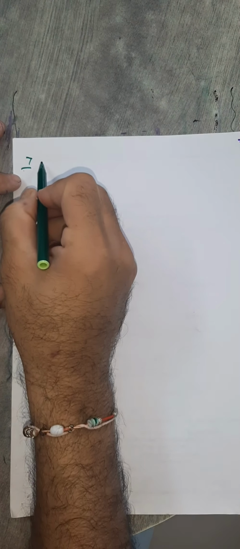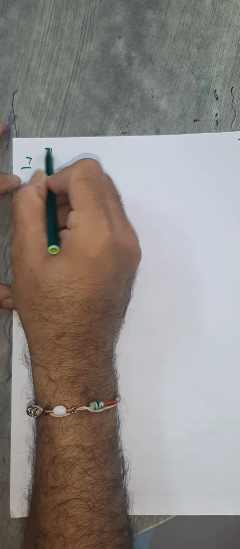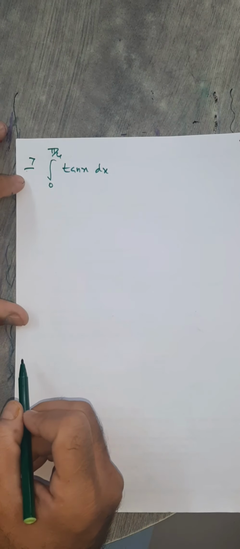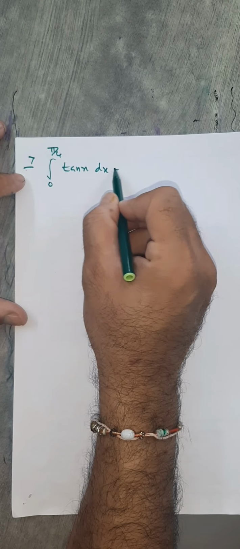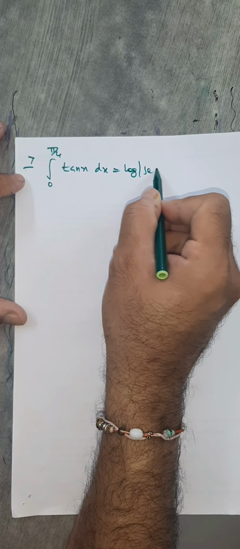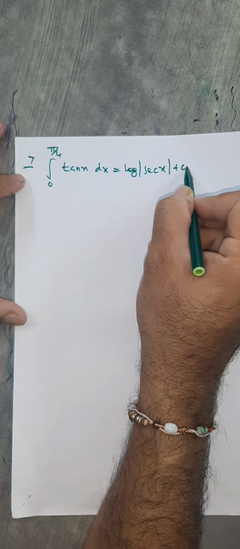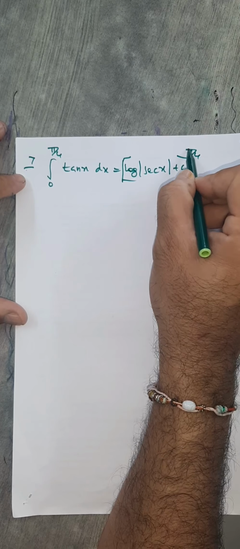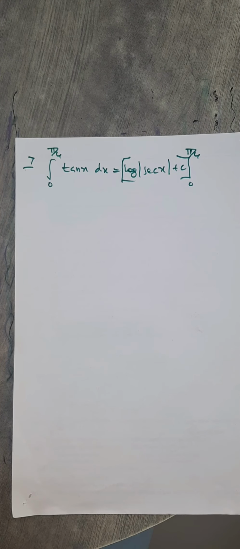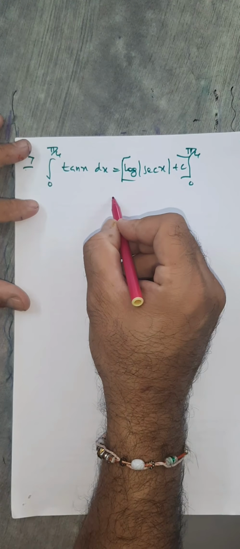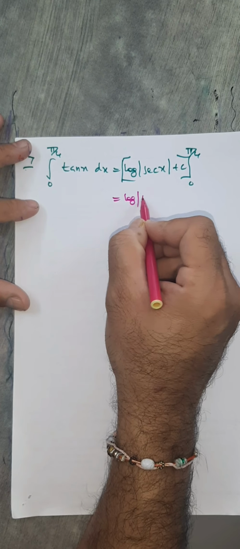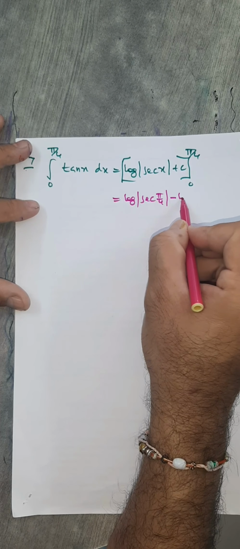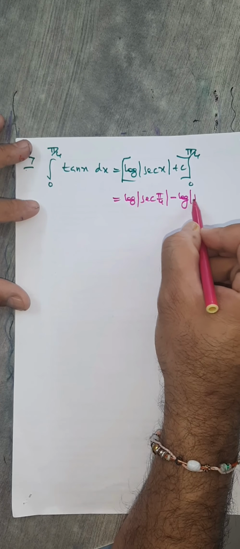Question number 7. Integral 0 to pi by 4 of tan x dx. You recall integral of tan. What's the integral of tan? You know it is log of mod of sec x plus c. If you want, you can write here. And limits are from where to where? 0 to pi by 4. Now what's the next step? Upper limit minus lower limit. So here this is log of mod of sec pi by 4. c will go away, minus lower limit. So here log of mod of sec 0.